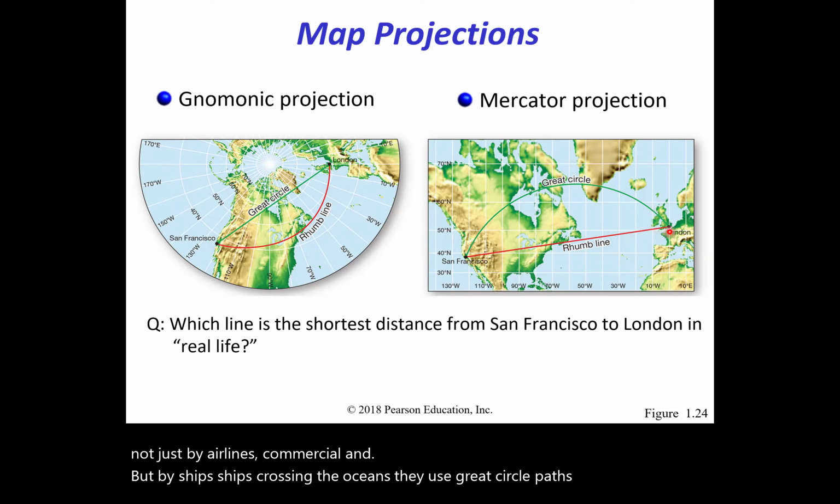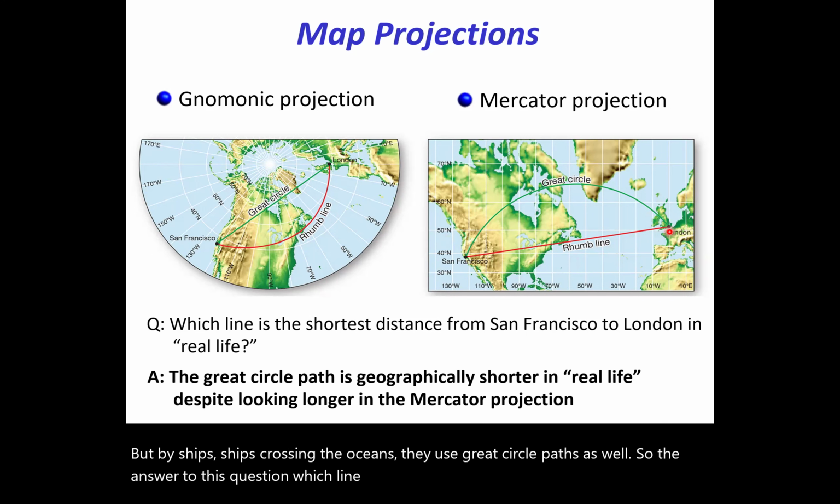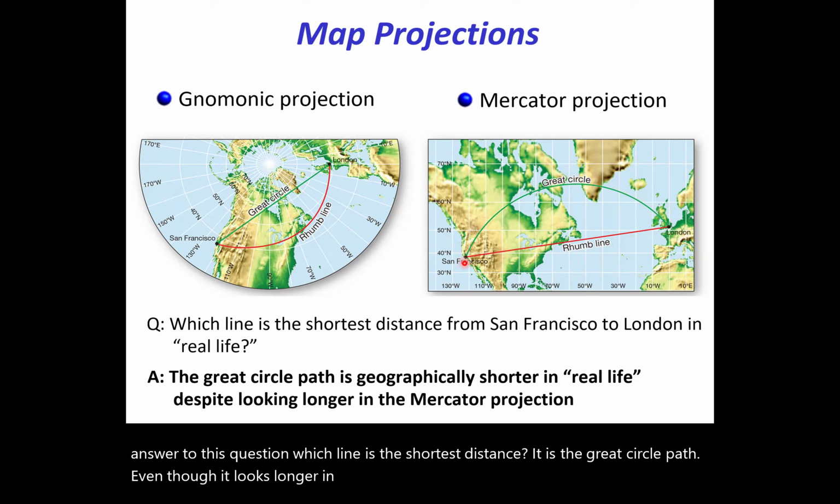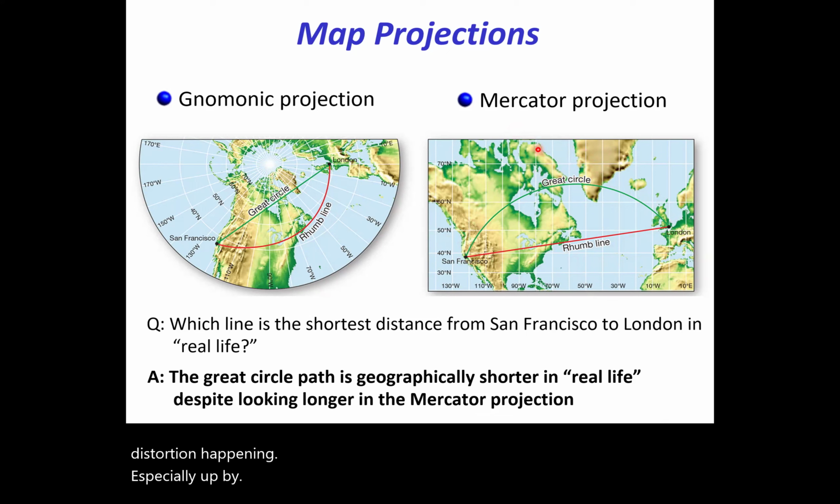So the answer to this question, which line is the shortest distance? It is the Great Circle Path. Even though it looks longer in the Mercator projection, that is just due to the distortion happening, especially up in the northern polar regions.